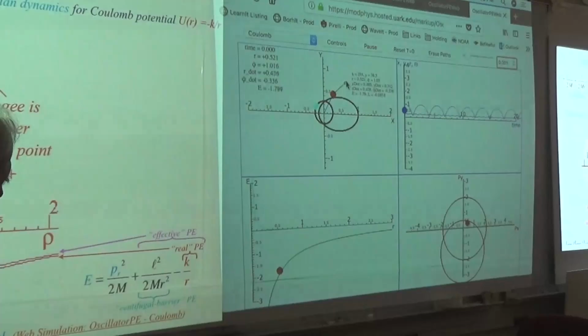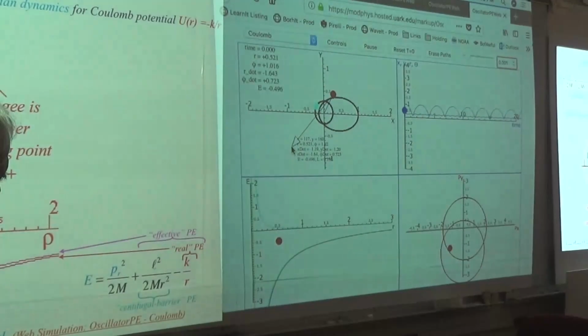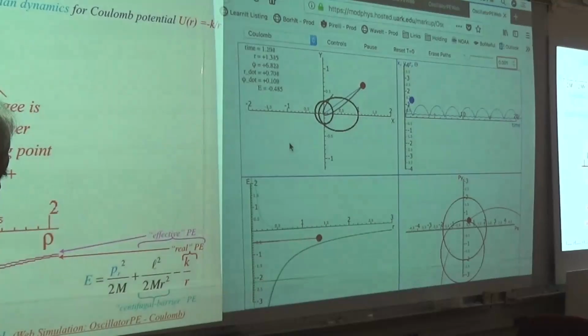One of the things this does is show you where your effective potential is a little bit. I don't want to throw it off the screen, so I'll bring it down here. Let's just try an ellipse like this for the heck of it and see what happens. Okay, that's bound. Here we go. Watch that circle.